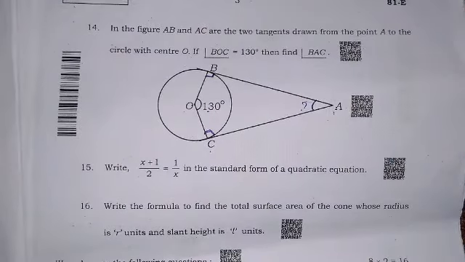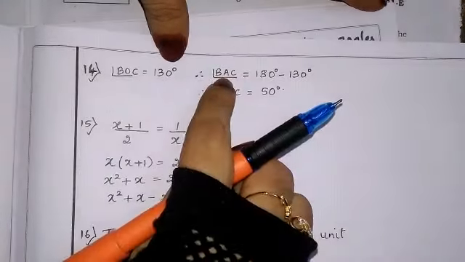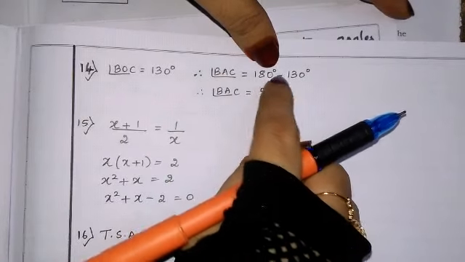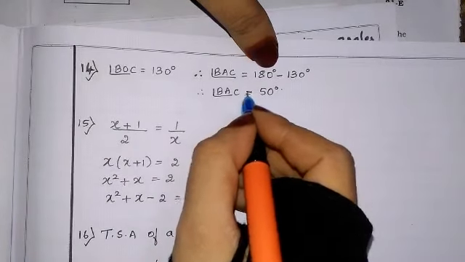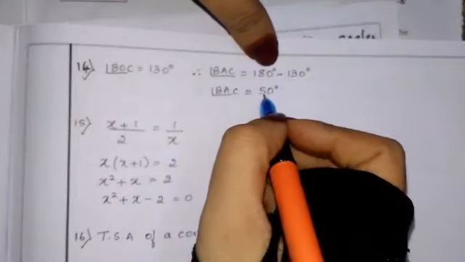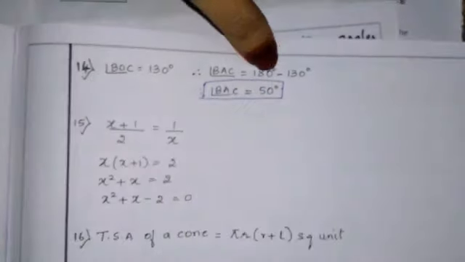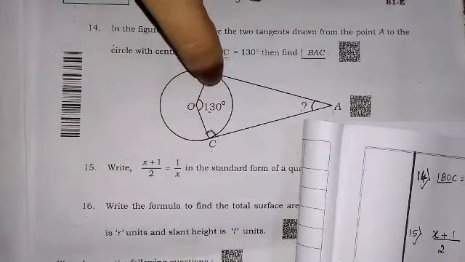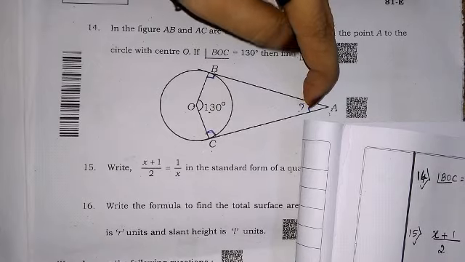Here we can see BOC is 130, it is given. So BAC will be 90 plus 90, 180, minus 130. So BAC will be 180 minus 130, which is nothing but 50 degree. This answer we got. How 180? Because 90 plus 90 is 180, minus 130, this 50 degree we got.